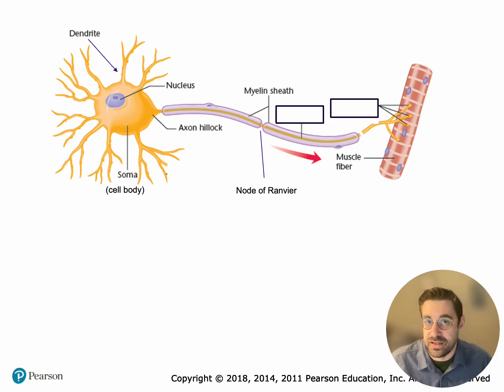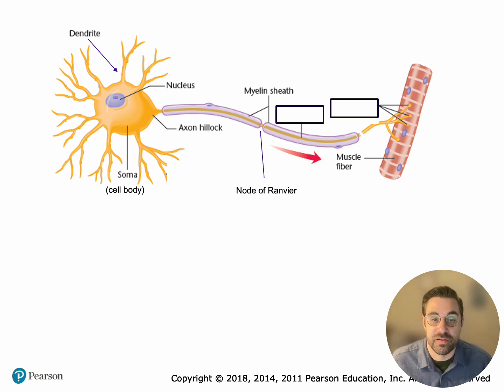Those gaps have a name: they're called nodes of Ranvier. This is named after a Frenchman who discovered it or coined the term, right? So these nodes are going to be gaps in the myelin sheath where the electrical signal can be reintroduced and perpetuated. Okay. This next box here is pointing inside the myelin sheath to the wire itself, just to be clear about what it's pointing to.